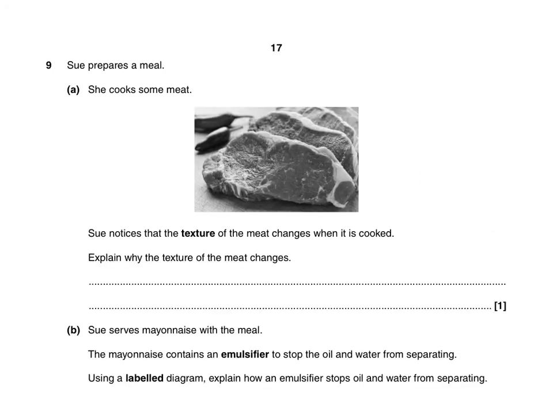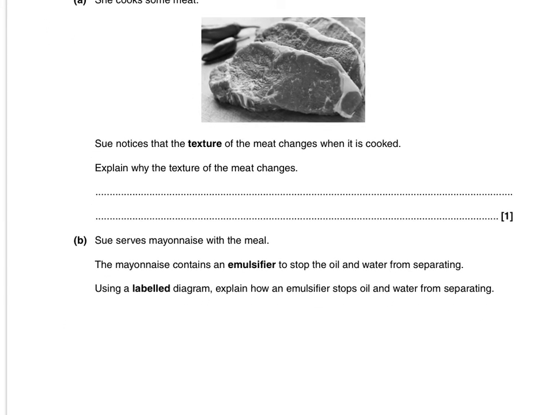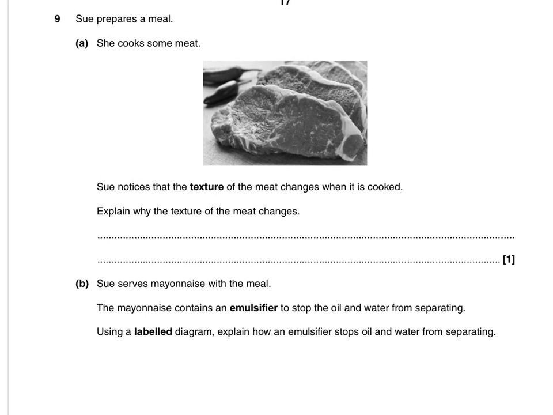So, here we have it. Sue prepares a meal. She cooks some meat. Sue notices that the texture of the meat changes when it is cooked. Explain why the texture of the meat changes. It's a really straightforward answer. It's simply because the shape of the protein changes. You could also say that the protein denatures, but you don't need to go into that much detail.